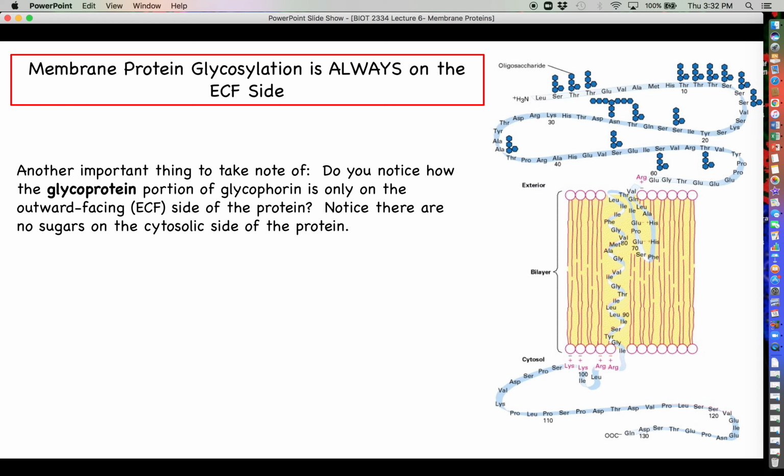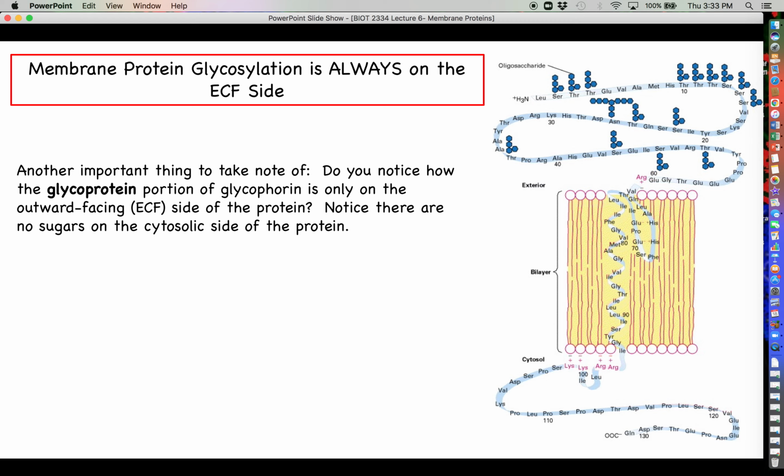And here's another thing to take note of, and we mentioned this briefly in the previous video. Do you notice how the oligosaccharides, the little sugar chains that are attached to glycophorin, are only on the exterior or outward-facing side of the protein, the part that faces towards the extracellular fluid? And you do not see any of these side chains on the side of the protein that faces towards the intracellular fluid.